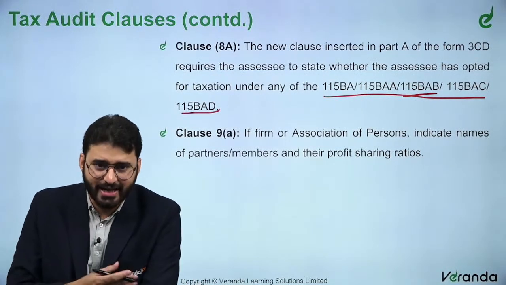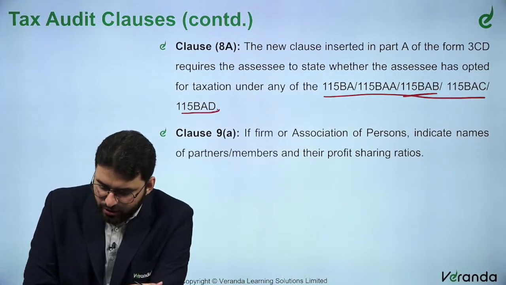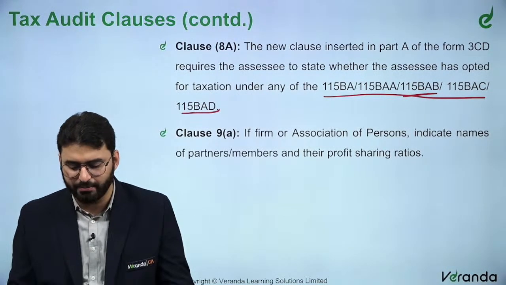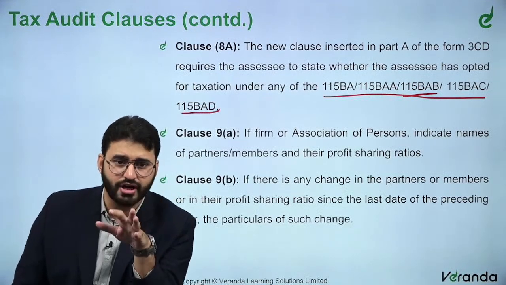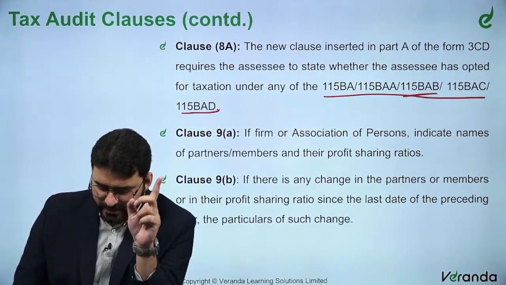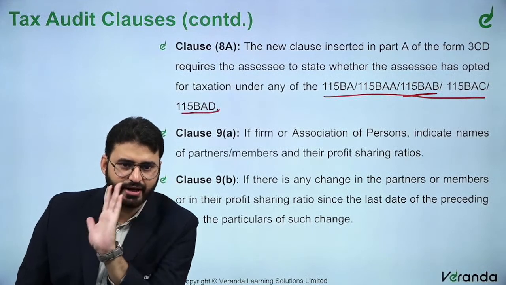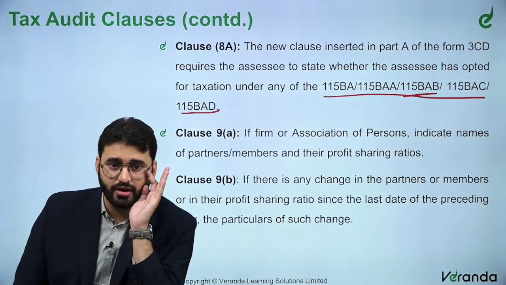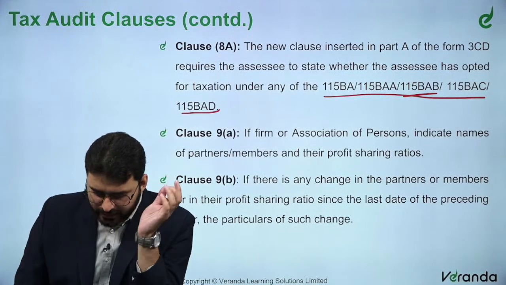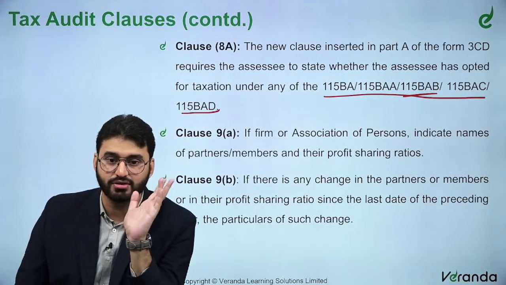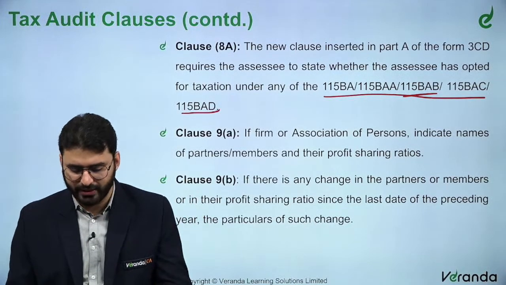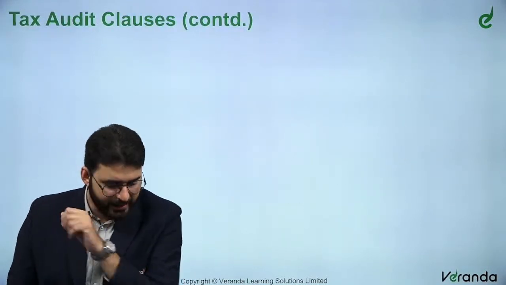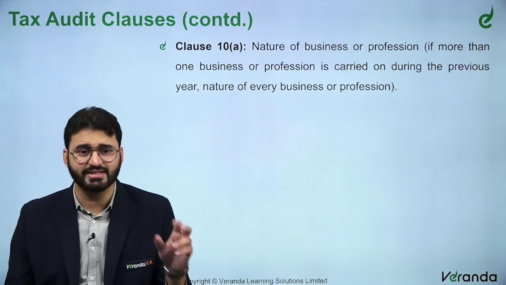Now, next one is clause 9A. If it is a firm or association of persons, indicate the name of partners, members and the profit sharing ratio. That is clause 9A. Clause 9B: if there is any change in the partners or members or in the profit sharing ratio since the last date of the preceding year, that is 31st March, the particulars of such change have to be declared. This is very self-explanatory.